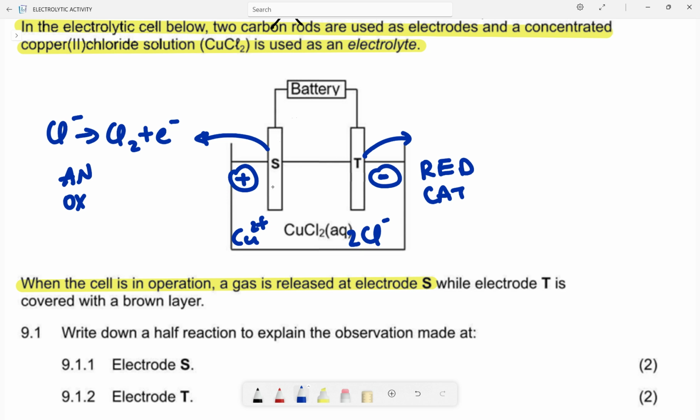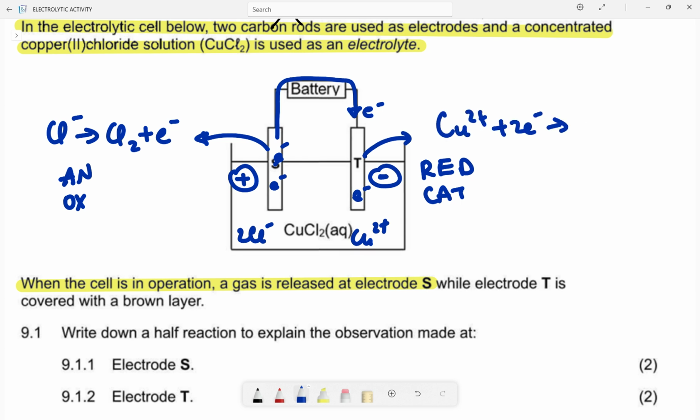And then it means electrons will move from here. Remember, they move from positive all the way here. And remember again, the cations move to the cathode. So the Cl minus will meet the electrons there, and the Cu2+ will meet those electrons that are coming there, and they will form pure copper like that.